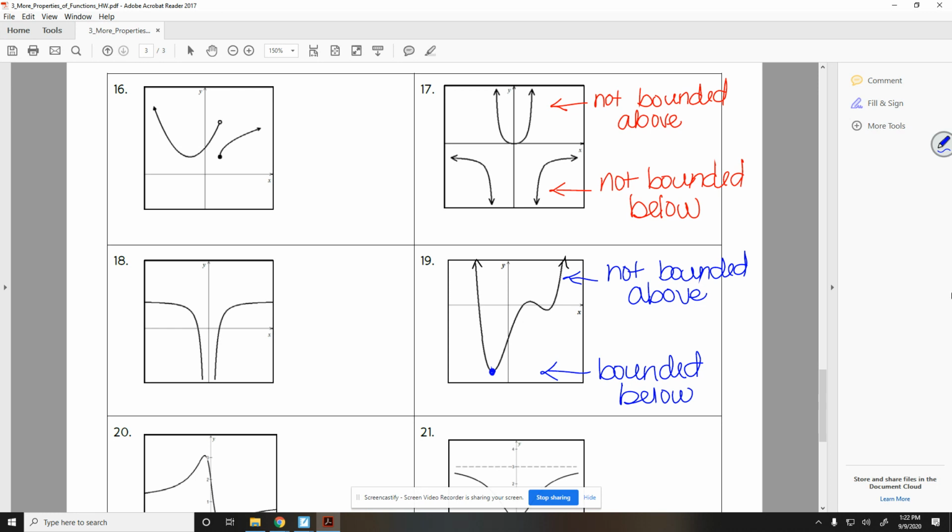16 is interesting. Let's look at 16. That one has an arrow going up at the top in two different places, which doesn't matter. It just matters, is there an arrow somewhere? There is an arrow somewhere. So we would say that this one is not bounded above.